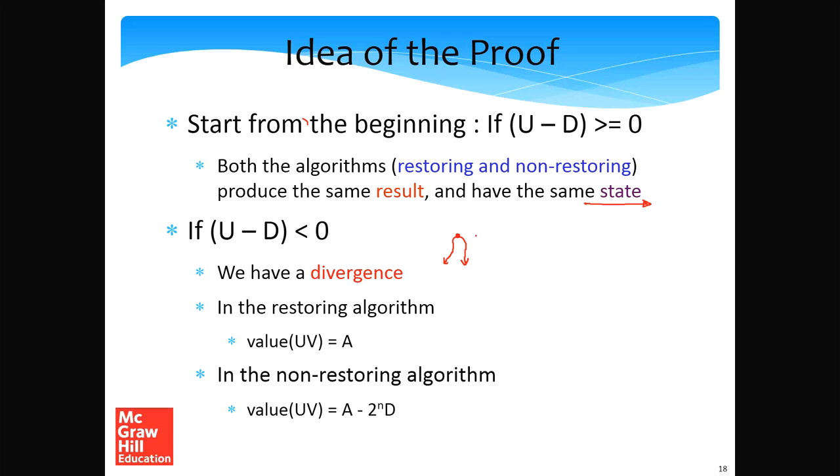The way the proof is going is that we are trying to say that our results will be the same as that of the restoring algorithm. Since the restoring algorithm is correct, we are also correct. So let's start from the beginning. If we can subtract D from U, we are at the same state. Otherwise, we diverge. Restoring goes on one track and non-restoring goes on another track.